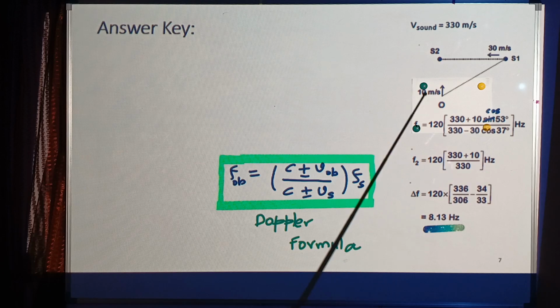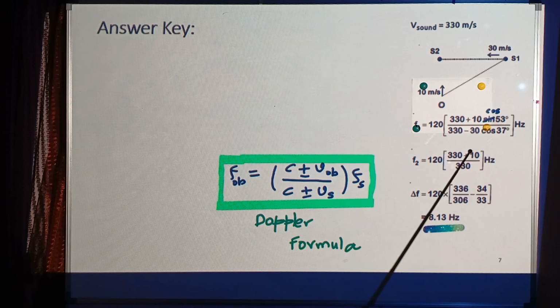And here the observer is moving along the line joining observer and source, so there is no component. The component is 10 only. So 330 plus 10, since it's moving towards it, it's 10. And the source is not moving, so just 330, and source velocity is 0. So for the difference in the frequency, whichever one is bigger, you have to take that one minus. If you don't know, you just subtract and put plus or minus and make it positive. So if you do the calculation, it's 8.13 hertz.